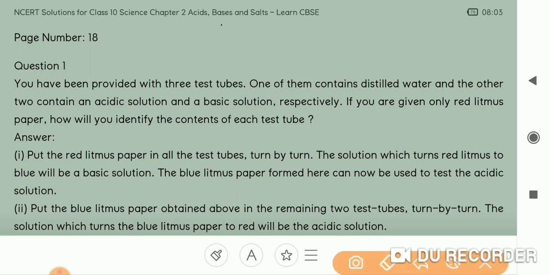So first of all, we are going to discuss the question given on page number 18, which is actually a very important question. The same question was asked in the board exam also.